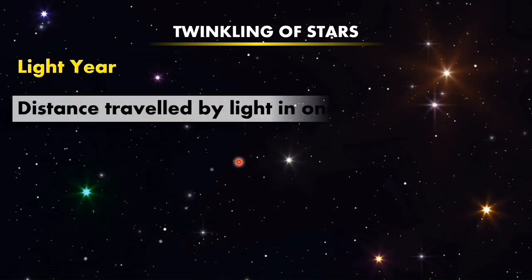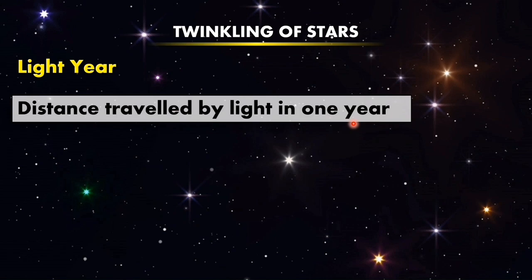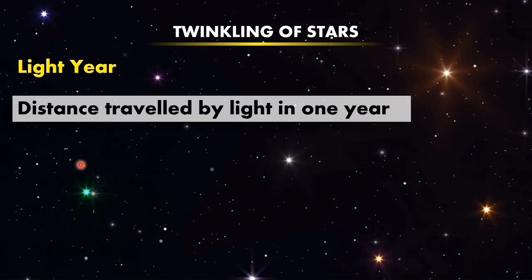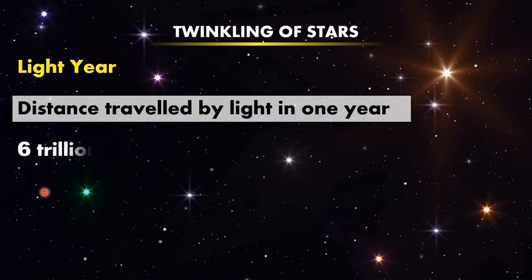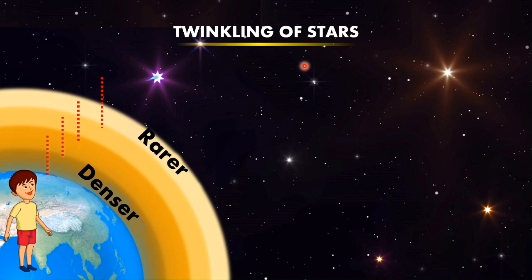Now see what is light year. Light year is the distance travelled by light in 1 year. And the distance is about 6 trillion miles. Clear? Alright, now let us discuss why do stars twinkle.